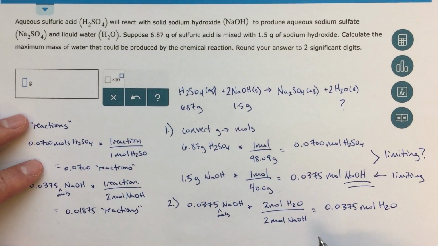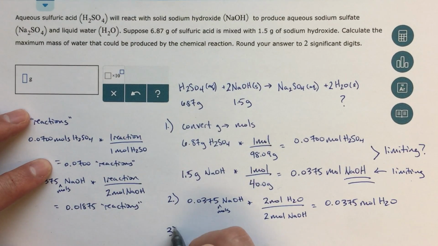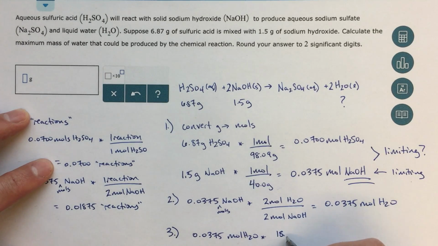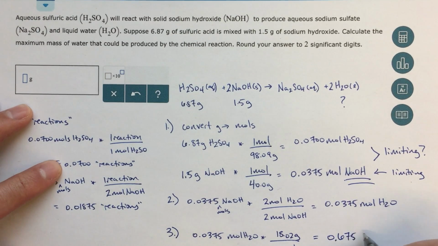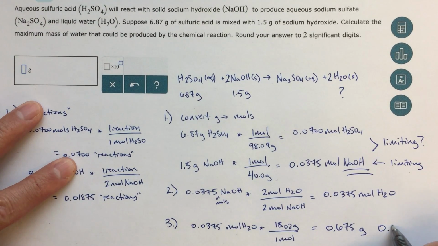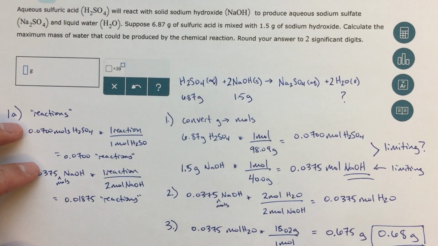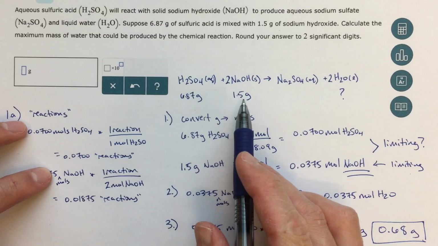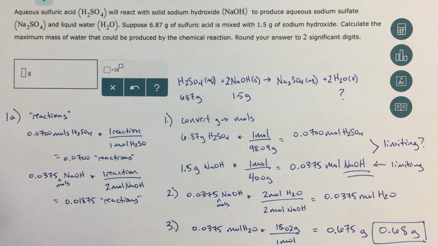And then the last step is our moles to grams conversion. So step 3: 0.0375 moles of H2O times 18.02 grams per 1 mole. That should give us 0.675 grams, which we can round to 0.68 grams. So that is my answer. I want 2 sig figs in this problem because of the 1.5 grams. Only 2 sig figs in this initial number, so my answer should only have 2 sig figs.